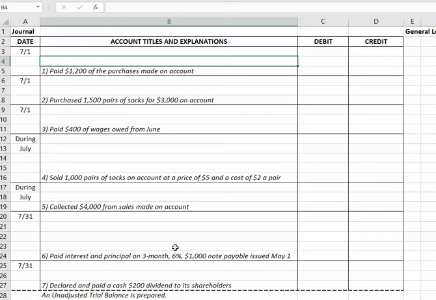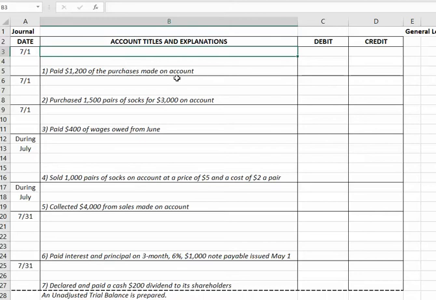We're going to go through the first part of the accounting cycle for the third month of business for Stock Market. In July, they paid $1,200 of the purchases it made on account. What's happening there? What is the company getting? Whatever they get, you debit. Whatever they give, you credit. You always put your debits before your credits.